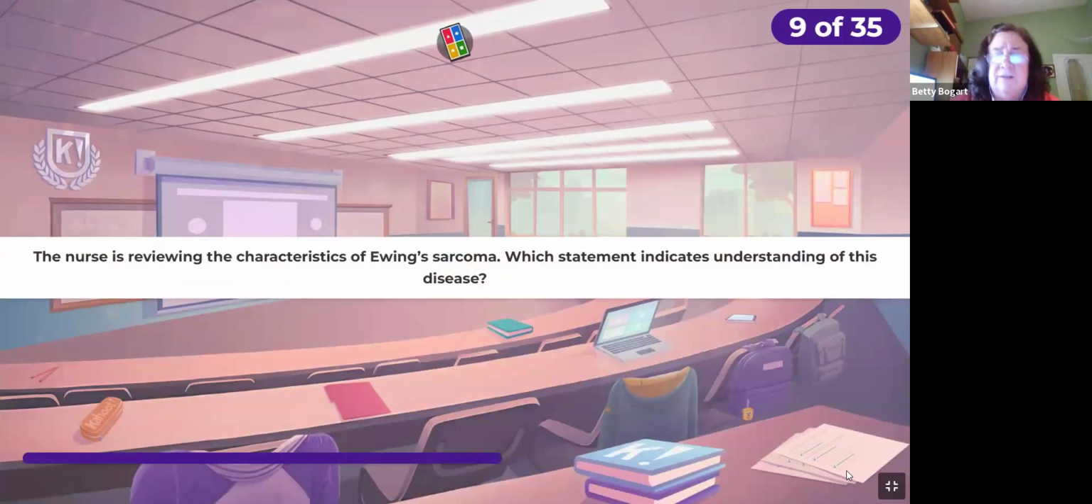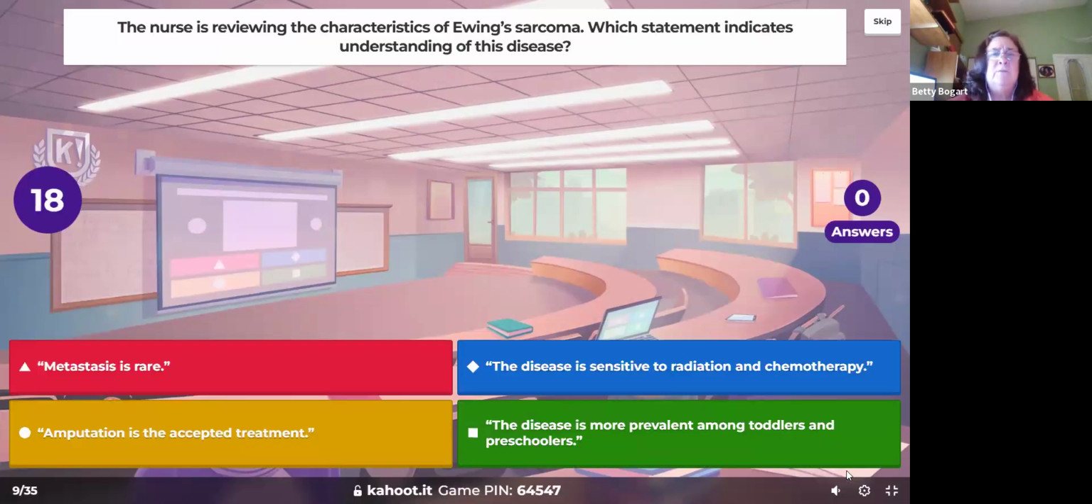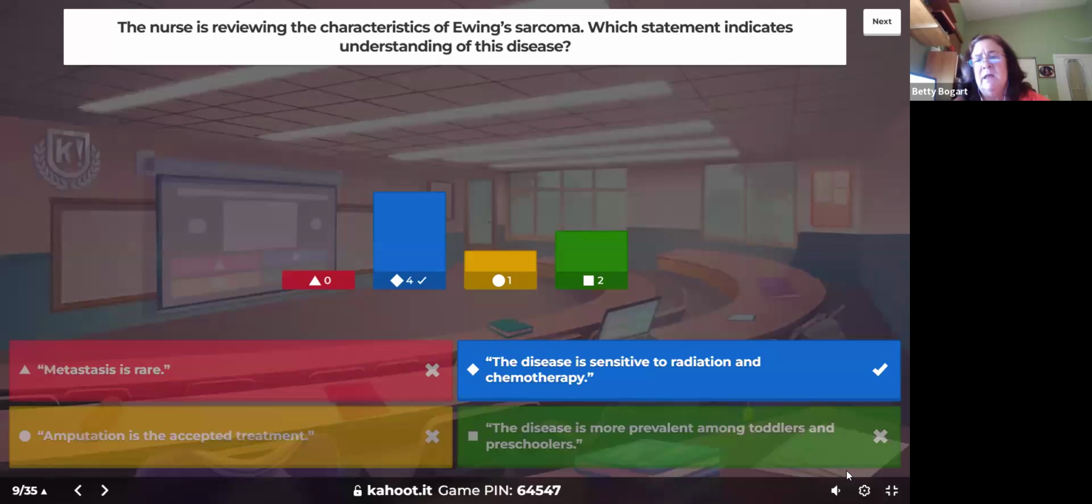The nurse is reviewing the characteristics of Ewing sarcoma. Which statement indicates an understanding of this disease? Well, remember, we're talking osteosarcoma, Ewing sarcoma. What is that? Remember, this is the marrow. The bone marrow is the Ewing sarcoma. The thing with Ewing sarcoma, it's in the marrow, and one of the things is the treatment is radiation and chemotherapy. It tends to work really well with Ewing sarcoma. Surgery isn't always a possibility with this, like osteosarcoma of the femur. We can take that bone out that I discussed with you.